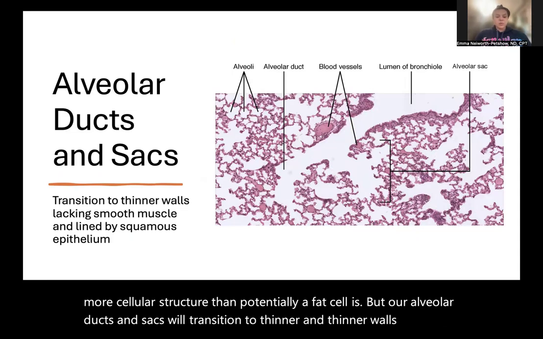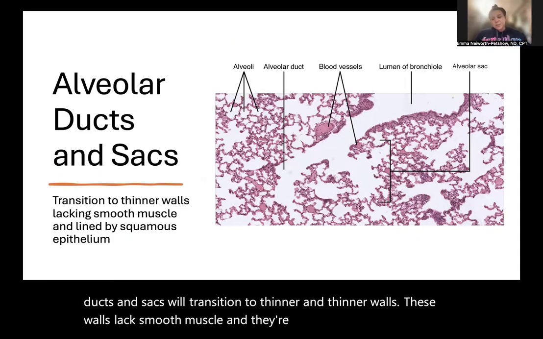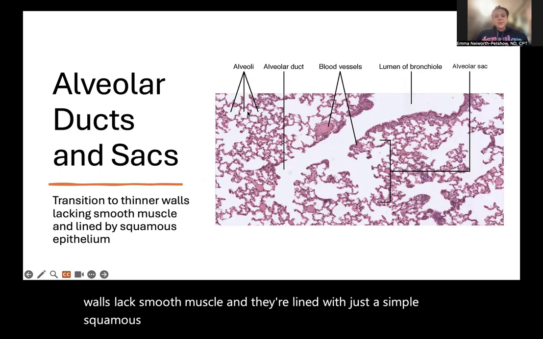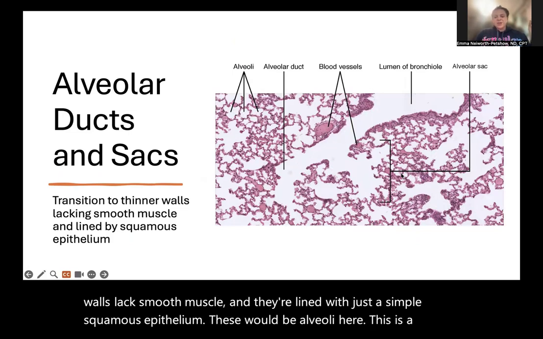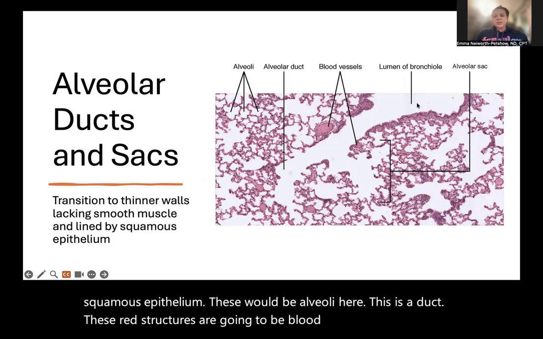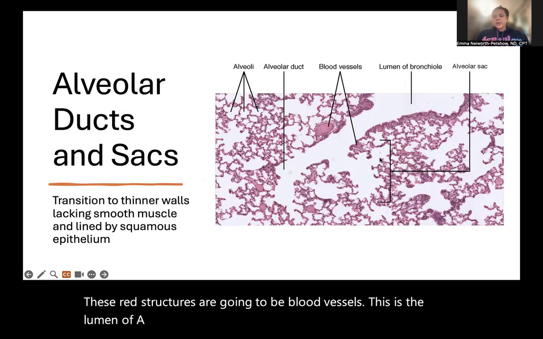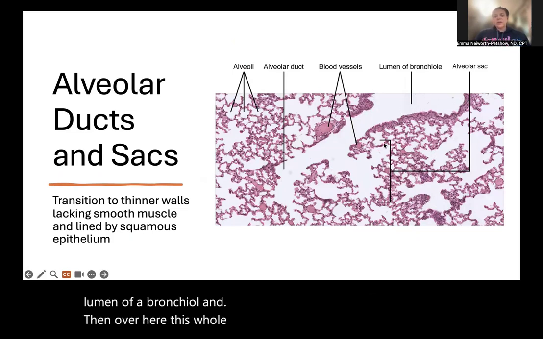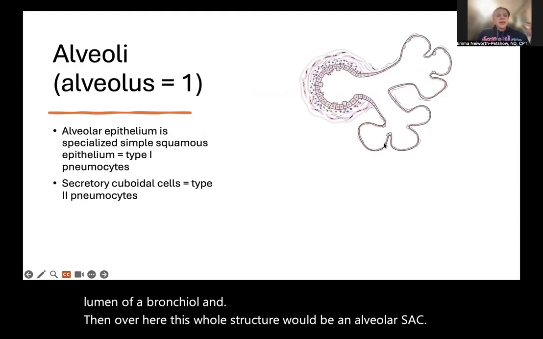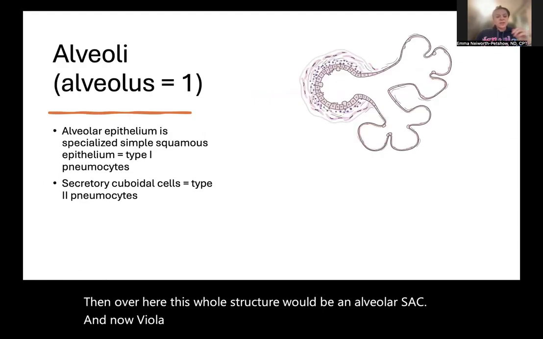These walls lack smooth muscle, and they're lined with just a simple squamous epithelium. These would be alveoli here. This is a duct. These red structures are going to be blood vessels. This is the lumen of a bronchiole. And then over here, this whole structure would be an alveolar sac. Alveoli is plural and alveolus is one.